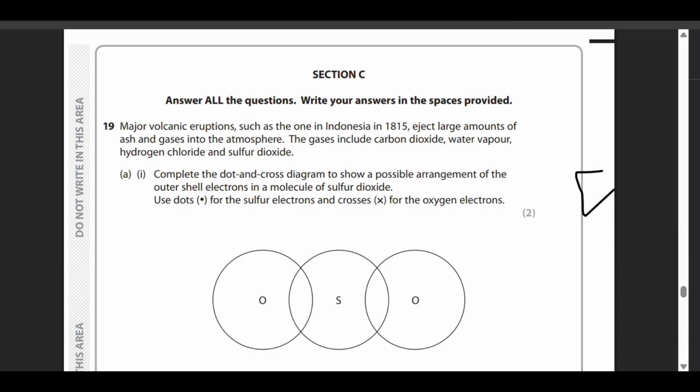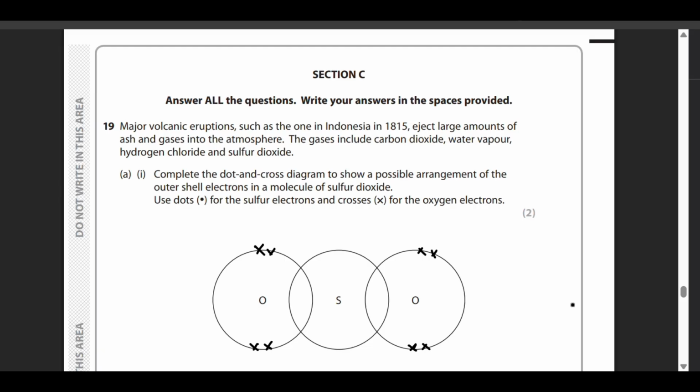Question number 13, part A. Complete the dot and cross diagram to show possible arrangement of outer shell electrons in the molecule of sulfur dioxide. So you need to draw the dot and cross diagram. You know, oxygen is in group 6, so it has 6 electrons in the outermost orbit. Sulfur is also in group 6, so it also has 6 electrons in the outermost orbit.